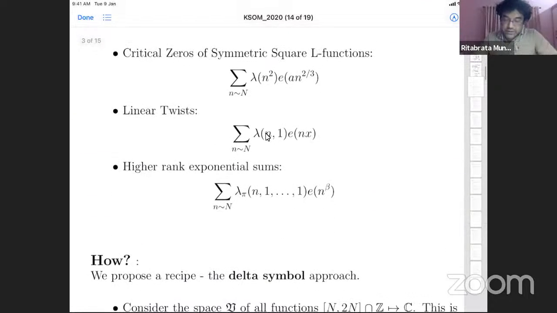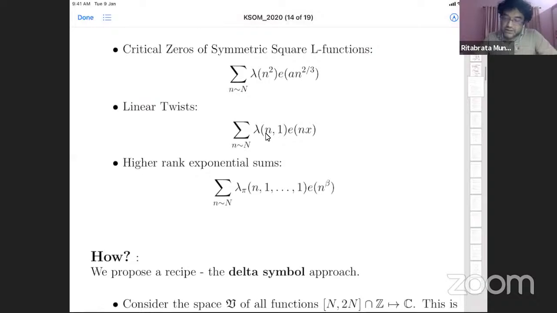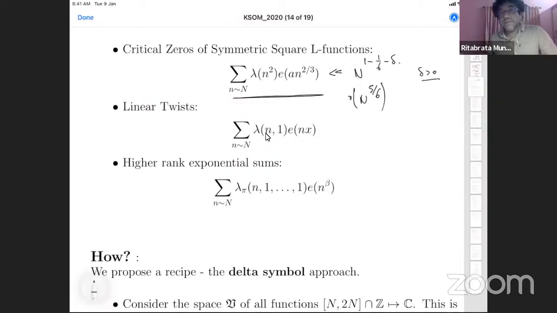The other one is, as I said, that if you're looking at the critical zeros of the symmetric square L-function, then you will get this type of sums, and then your problem will be to show that there is significant cancellation in this sum. You want to show that this is bounded by n to the power 1 minus 1/6 minus something extra, or something positive. Or at least you want to show that this is little o of n to the power 5/6. That will also give what's called Hardy's theorem for the symmetric square L-function.